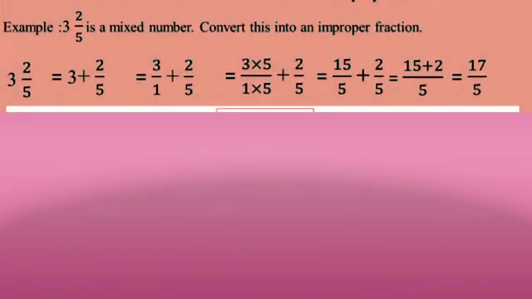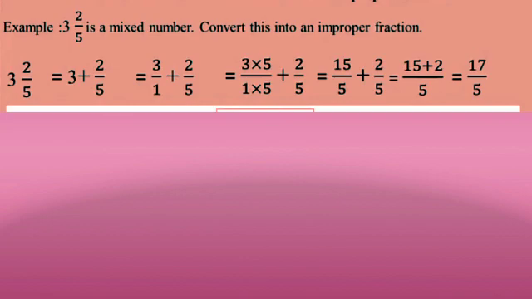So here we learn conversion of a mixed number into an improper fraction. Here 3 2 upon 5 is a mixed number. Convert this into an improper fraction. 3 2 upon 5 means 3 plus 2 upon 5. 3 is a whole number, means its denominator will be 1. So 3 upon 1 plus 2 upon 5.